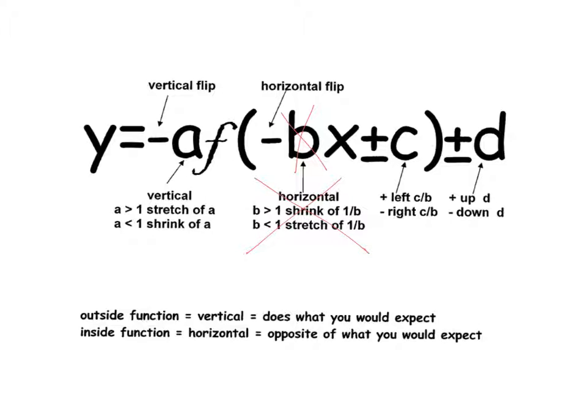So we'll talk about all of these things. If something is on the outside of a function, it's vertical and it behaves as you would expect. If something is inside the function, it's horizontal, and it kind of does the opposite of what you would expect, and we'll talk about that as we go through.